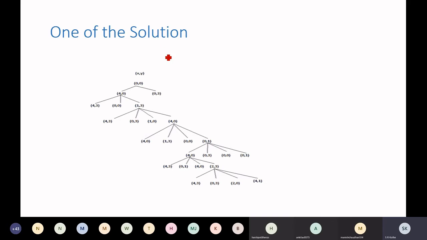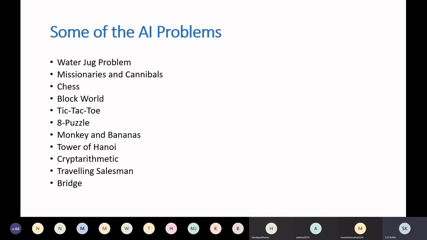Now this example is just showing one of the solutions. Similarly, you can have multiple solutions. Now, there are other problems which are discussed in the literature of AI. Simpler problems, most of them are puzzles. What you should do at home, as a homework, is try to give the state space representation of all these problems.